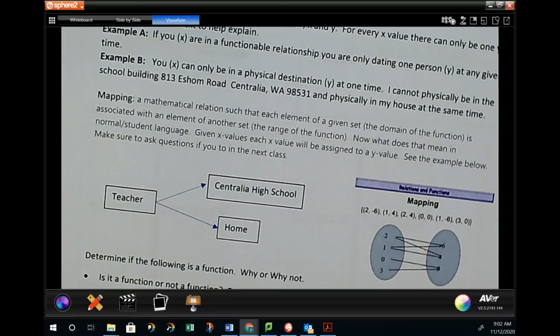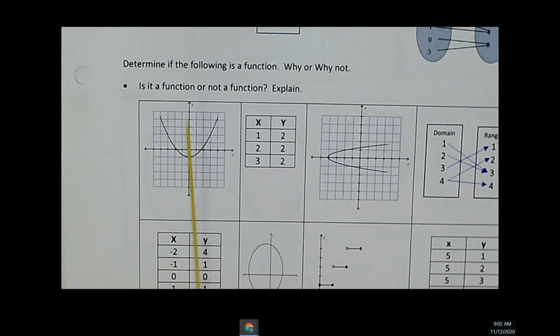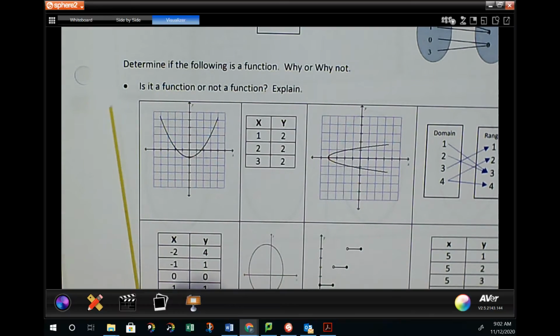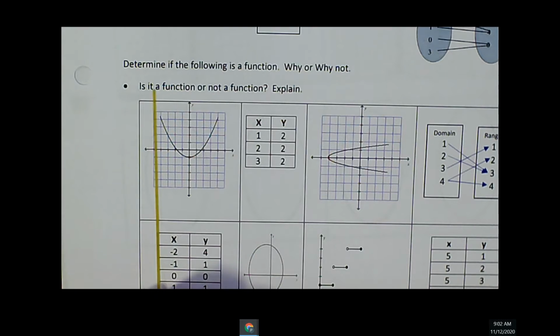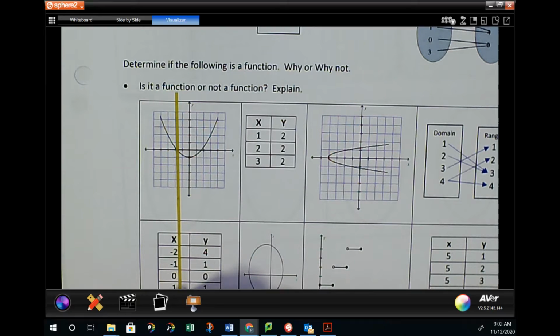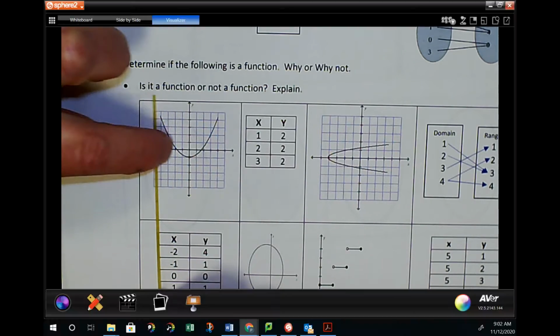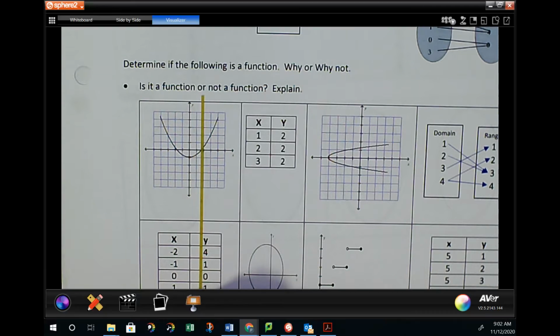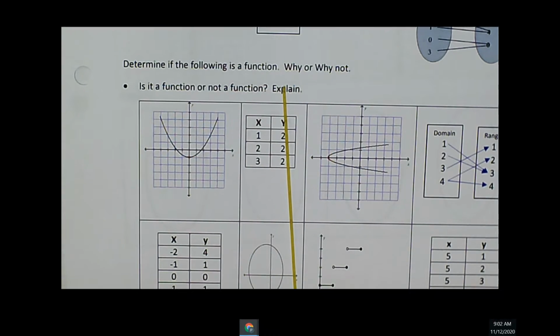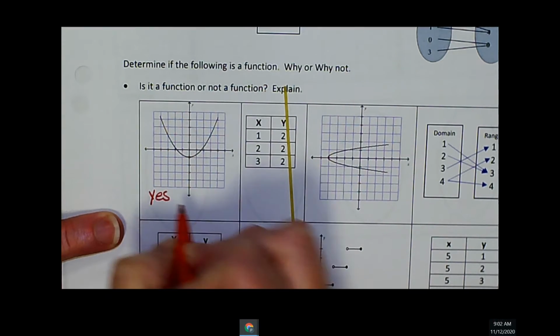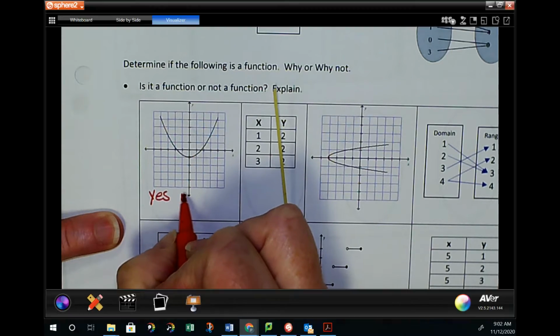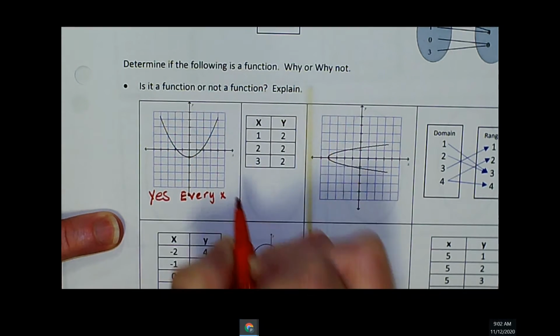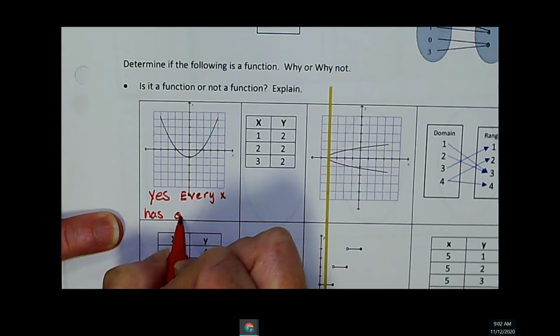So I like to look at this as a function, and I determine if the following is a function: yes or no. I say, if I take a vertical line for every x value, there can only be one y. As I move along my x-axis, this spaghetti noodle is my vertical line, and it only touches my graph in one place at a time. So this would be yes, it's a function. Every x has one y.